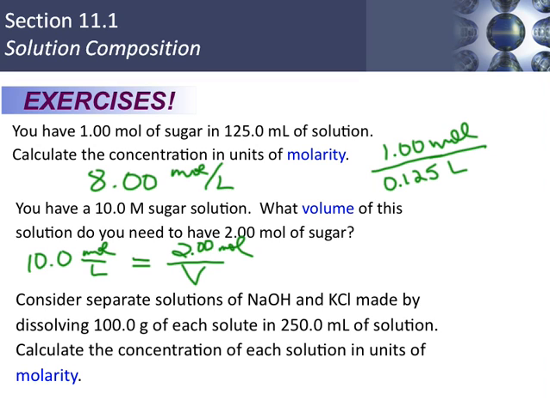Math is hard. I need 3 sig figs, please. 0.200 what? Liters. All right.